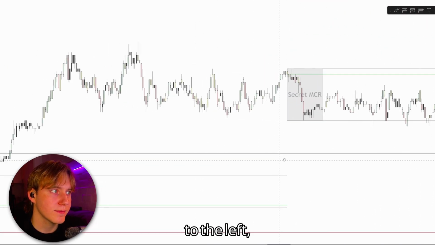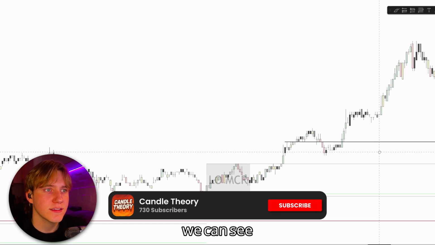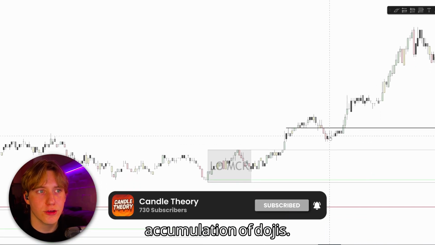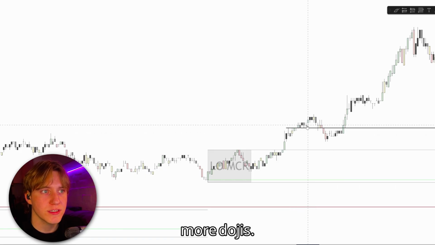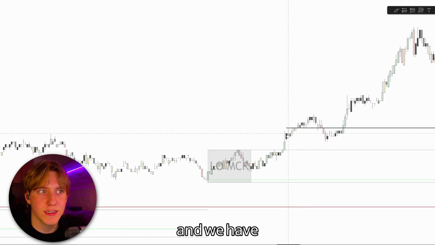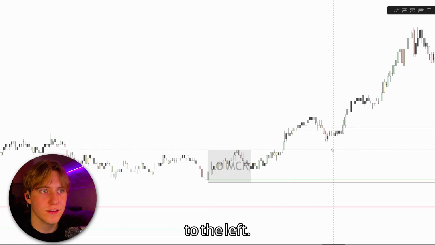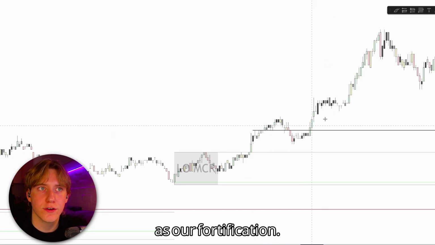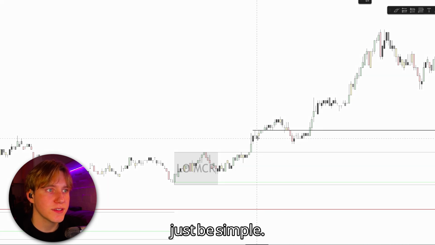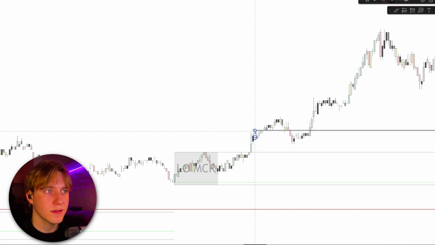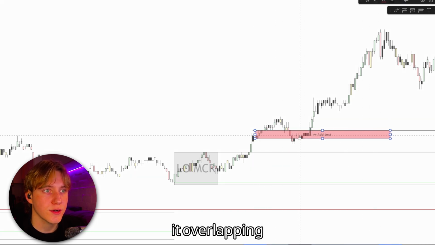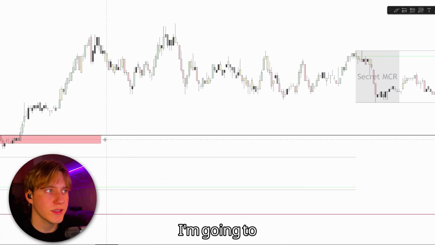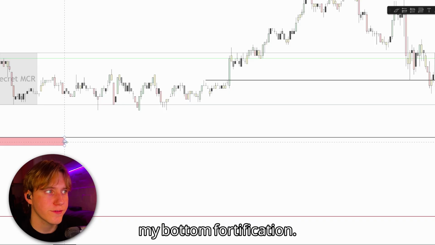So if we draw a line to the left, we can see that we have a few things to look at. We have an accumulation of dojis. We have more dojis. We have a larger doji, and we have this big wick to the left. These are all confluences that we can add as our fortification. So let's just be simple. Let's add this larger doji. We can see it overlapping most of these. It's also the low of that MCR. So I'm going to use that as my bottom fortification.